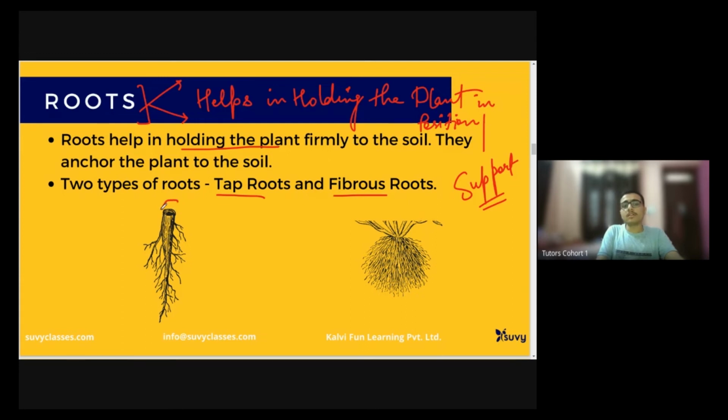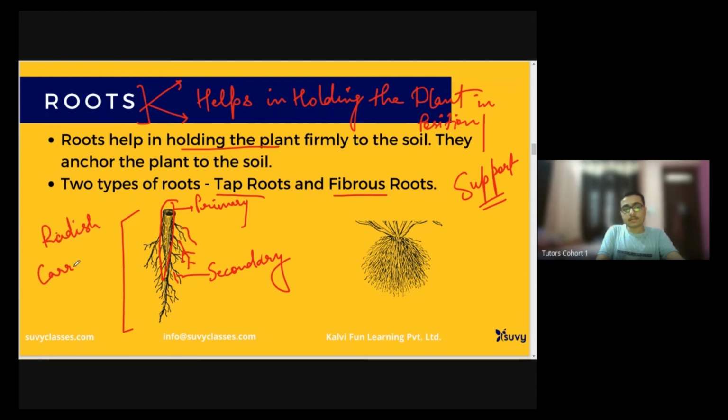Taproot has a major root in between, a main root, known as the primary root, and this has various secondary roots branching out of the main root. These are the secondary roots. As you can see, the major examples are radish and carrots.